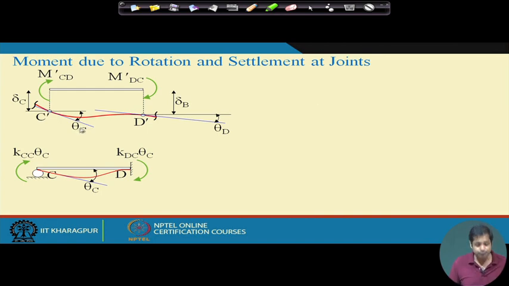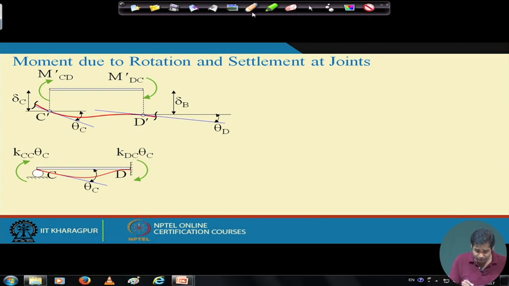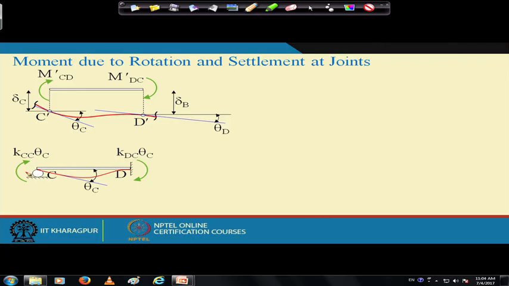Now to get the contribution from theta c, we take the same beam, which has the deflected shape obtained by giving a rotation at c equal to theta c, and keeping all other degrees of freedom, rotation and translation, 0. If you remember, in the last class we discussed a propped cantilever beam, subjected to some rotation at c, and because of this rotation a moment is generated at the far end, and this rotation is caused by some moment.